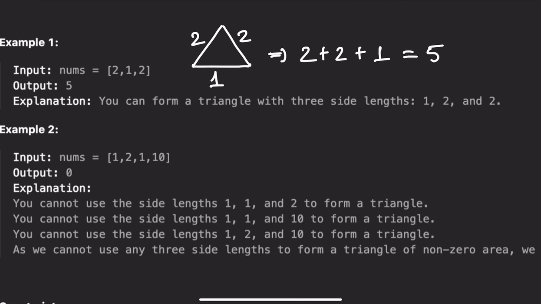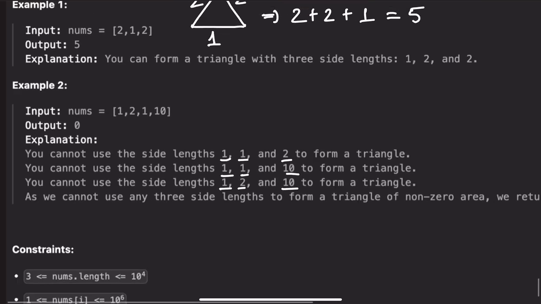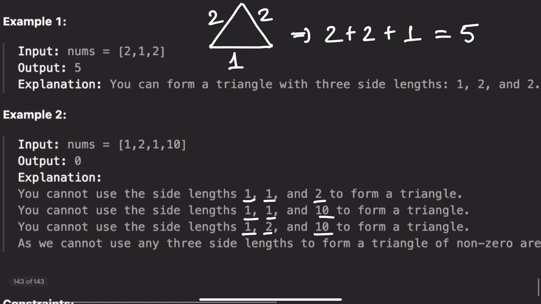The output is 0 because, as you can see here, we cannot form any triangles from those numbers. Like we cannot take 1, 1, 2 to form a triangle, 1, 1, 10, and 1, 2, 10 to form a triangle. So basically, in order to calculate the perimeter of a triangle, you have to ensure that these three numbers make a triangle. So how can we prove that three numbers can make a triangle?